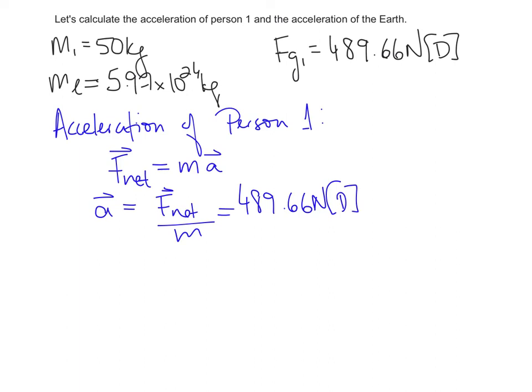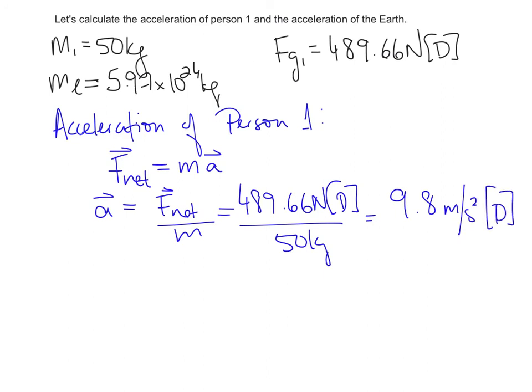Newtons down. And this is going to be 50 kilograms because it's person 1 that we're looking at. And that gives you, try this on your calculator, 9.8 meters per second squared down. That's no coincidence. It's supposed to be the acceleration of gravity. So every person is going to have that. That's always going to be constant.